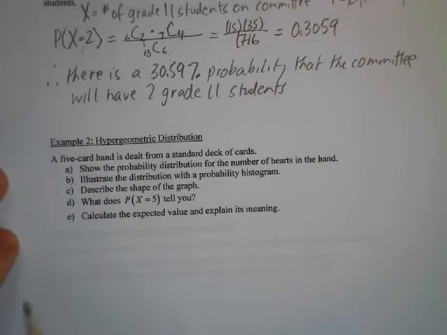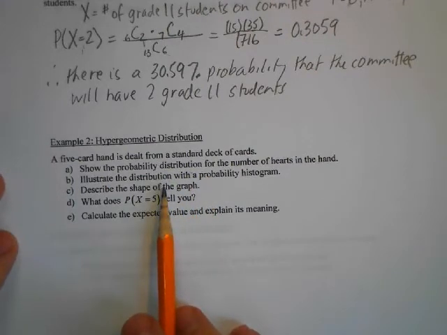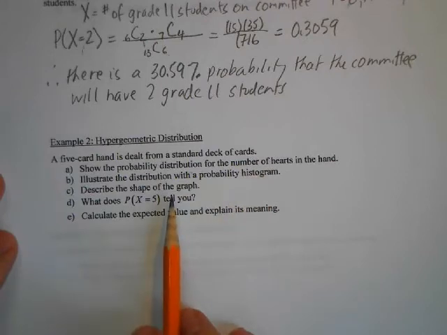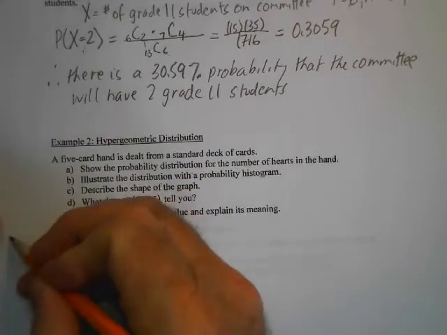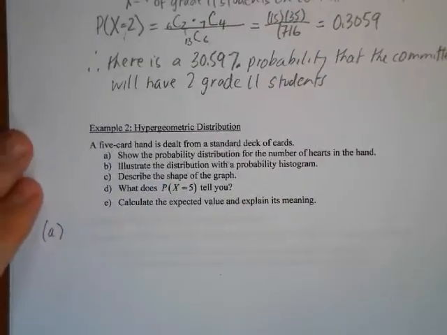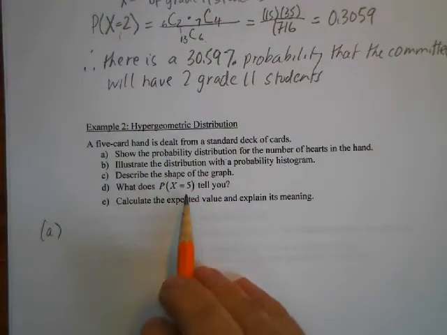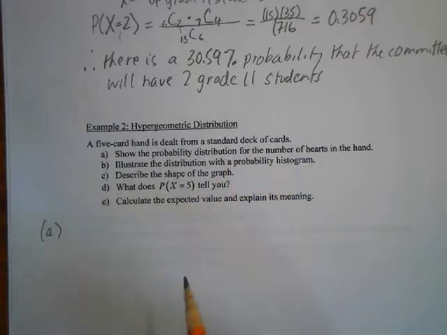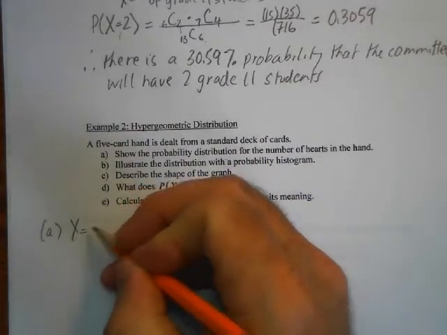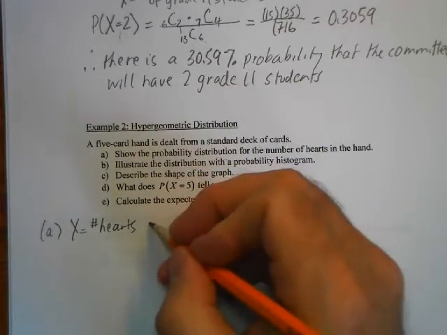A 5-card hand is dealt from a standard deck of cards. Show the probability distribution for the number of hearts in the hand. Illustrate the distribution with a probability histogram, and some other questions that follow from that. So let's start off with the probability distribution. In this case, X is the number of hearts in the hand. It tells you that right away. X equals number of hearts in the hand.